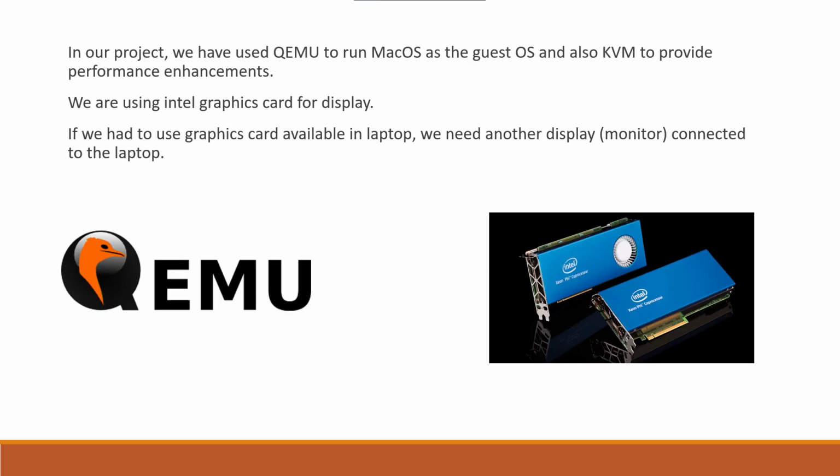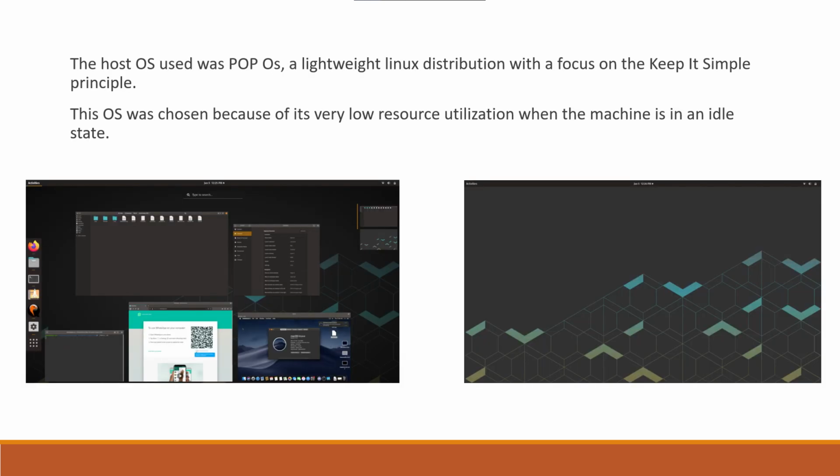In our project, we have used QEMU to run macOS as the guest OS and also KVM to provide performance enhancements. We also use an Intel graphics card for the display. If we use the graphics card available in the laptop, which is a GTX 1050, we need another display, that is an external monitor, connected to the laptop. The host OS used was Pop OS, a lightweight Linux distribution with a focus on the keep it simple principle. This OS was chosen because of its very low resource utilization when the machine is in an idle state.